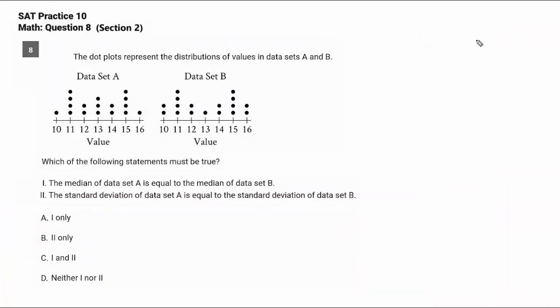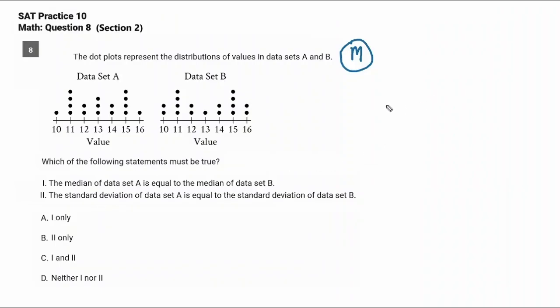We're on SAT Practice Test 10, Math Section 2, Question 8. What's the level of difficulty here? This is the last medium problem that you're going to see on the SAT, so enjoy it. The dot plots represent the distributions of values in data sets A and B. There's the dot plots. You want to read this whole thing to see what's going on. Which of the following statements must be true? And then you're looking for the median and the standard deviation.